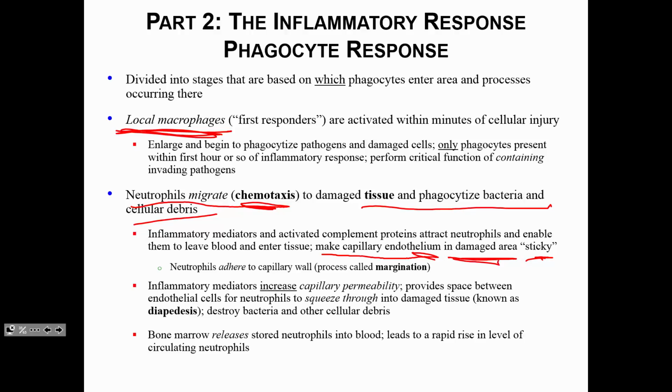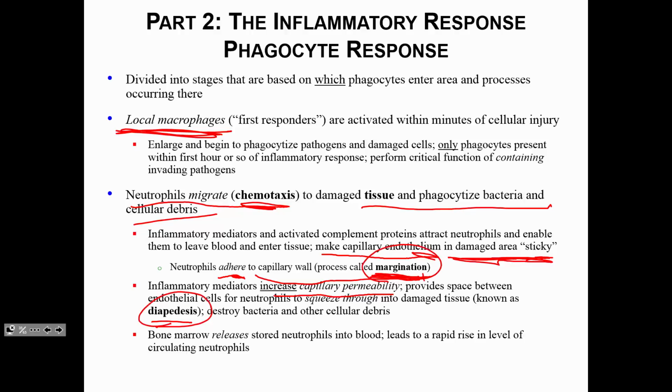Now, because they're going to become sticky, the neutrophils are going to adhere or stick to the capillary wall. This process is called margination. All right, so they're going to adhere to that capillary wall, margination. Now, because the inflammatory mediators increase capillary permeability, that provides spaces between those endothelial cells so that the neutrophils can squeeze through and get out of the capillary and get into the damaged tissue. Now, this is called diapedesis. They destroy the bacteria and the other cell debris. Okay, so two big terms there, margination and diapedesis.